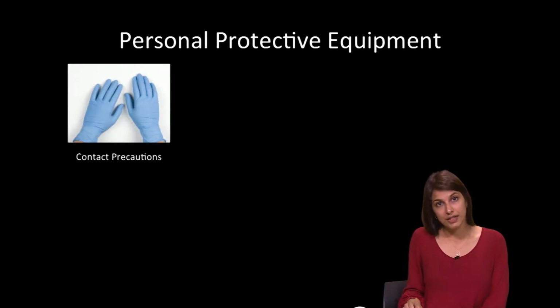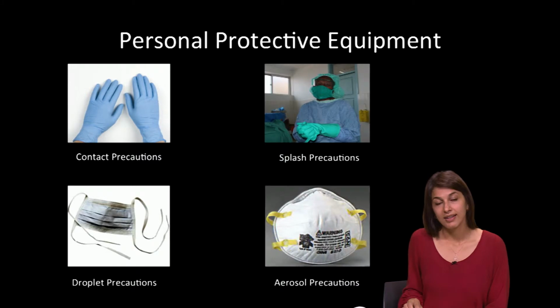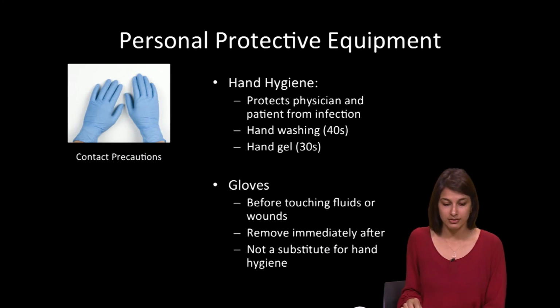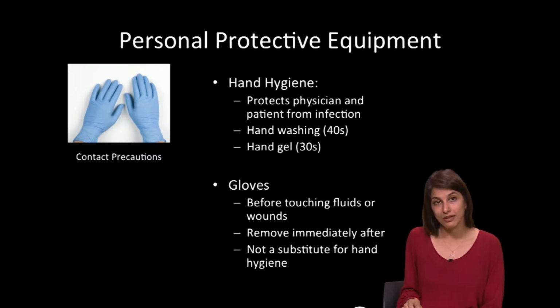There are 4 levels of personal protection: contact precautions, splash precautions, droplet precautions, and lastly, aerosol precautions. Contact precautions consists of hand hygiene, which is to protect the physician and the patient from infection by eliminating any contaminant that is on the physician's hands. It consists of hand washing for 40 to 60 seconds or rubbing gel on your hands for 20 to 30 seconds. The second part of contact precautions is putting on gloves.